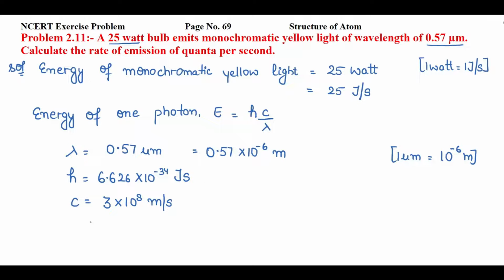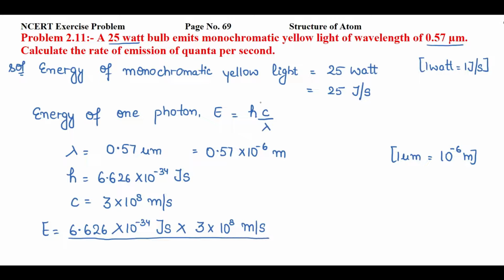Now we'll put the values. So E equal to h, that is Planck's constant, 6.626 into 10 raised to power minus 34 joule second, into c, velocity of light, 3 into 10 raised to power 8 meter per second, divided by this lambda, that is 0.57 into 10 raised to power minus 6 meter. I'll cancel this meter with this, second with second inverse. Units of energy should be in joule. Definitely we are having units in joule.